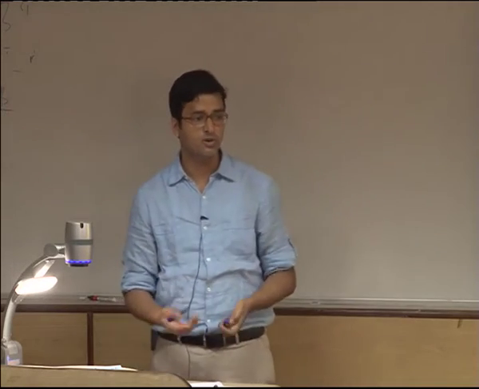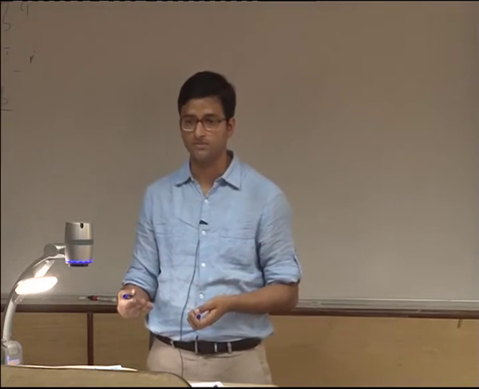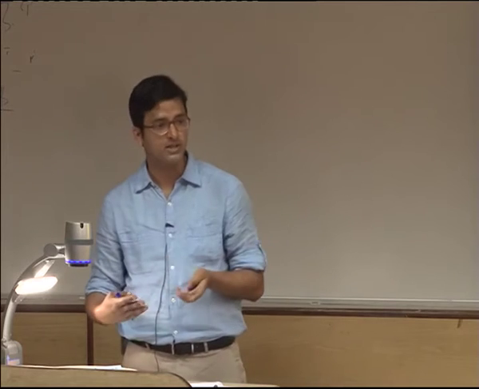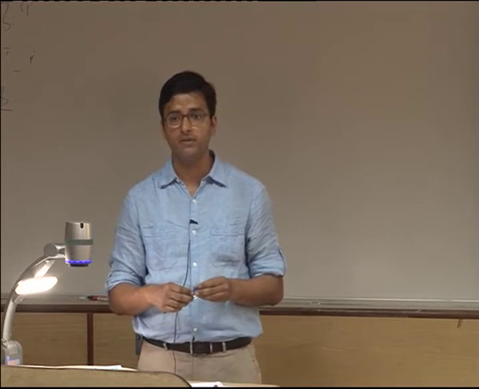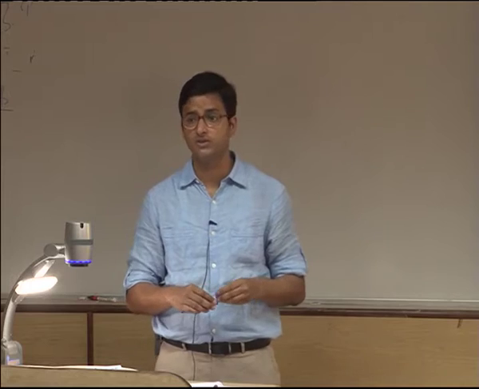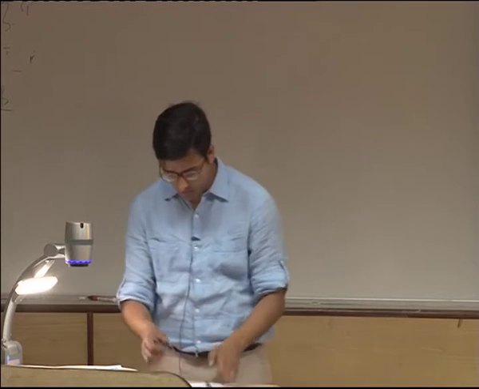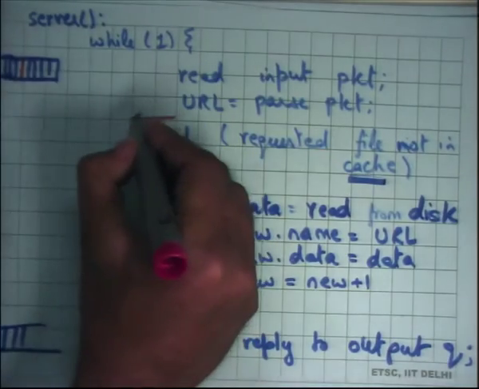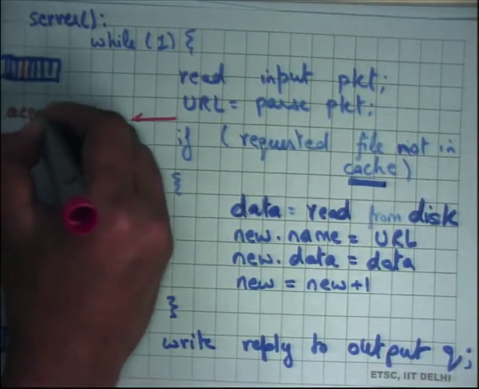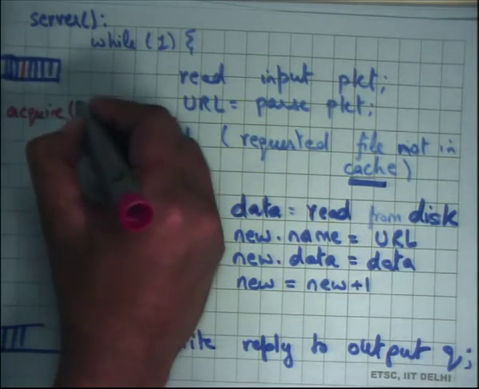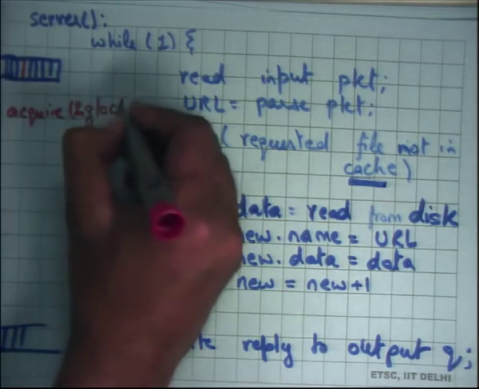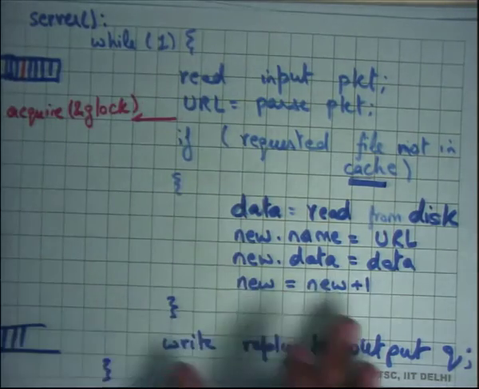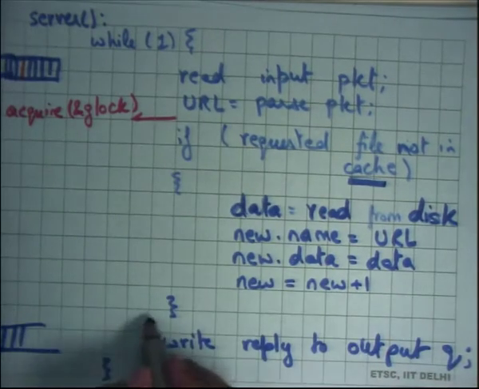So what do you want? You want to use some kind of locks. You want mutual exclusion, basically, and the way we know to solve mutual exclusion is locks. So let's say I do an acquire. Let's say I have a global lock, and this lock maintains mutual exclusion for the whole cache, and then I have a release lock.